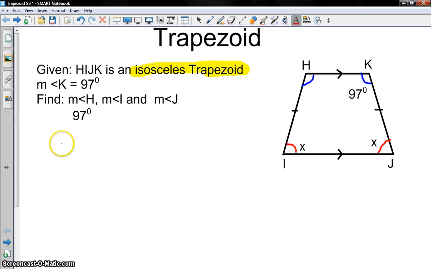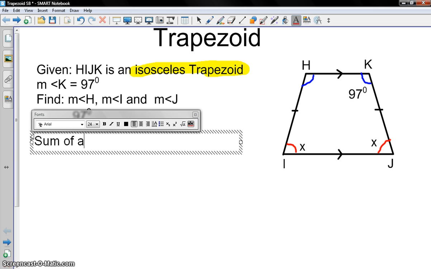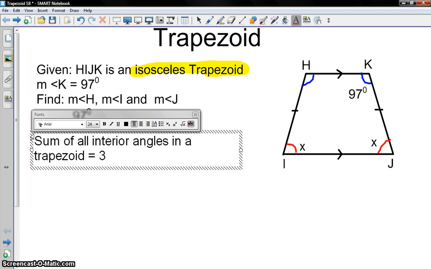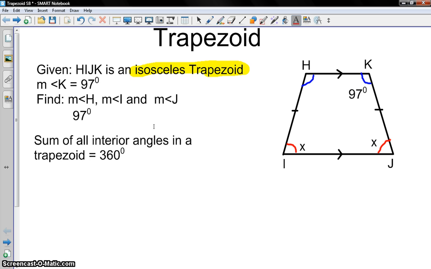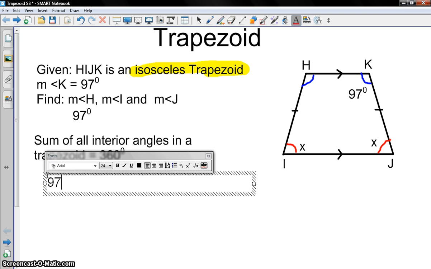Now, the other thing, and it's a very important thing, is that the sum of all interior angles in a trapezoid has to equal 360 degrees. That's one of the other properties of any quadrilateral. So with that said, I have 4 angles out of which I know 2, and the other 2 are congruent, so I can easily set up my equation. I'm going to say 97, which is K, plus another 97, which is H, plus X, which is I, plus another X, which is J, altogether has to equal 360.